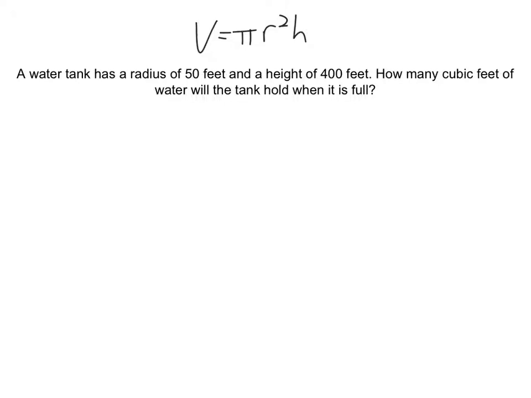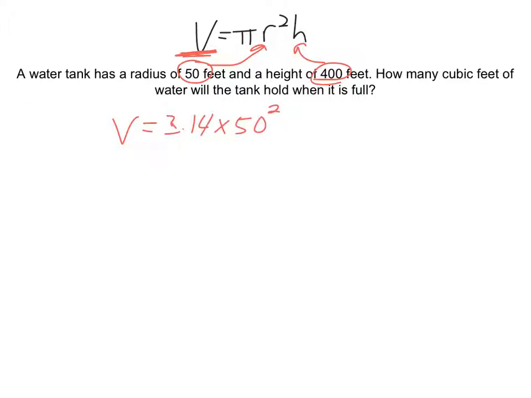So a water tank has a radius of 50 feet and a height of 40 feet. How many cubic feet of water will the tank hold when it's full? So we're given a radius, so we're going to plug that in for R, and a height, we're going to plug that in for H. We are solving for V, because that's cubic feet. So we're going to use 3.14 for pi, just like we always do.